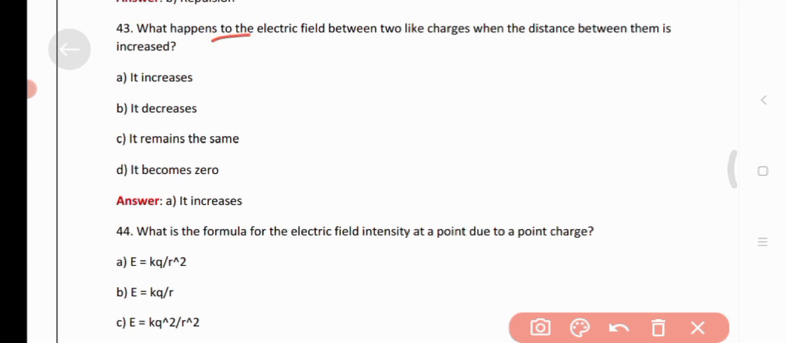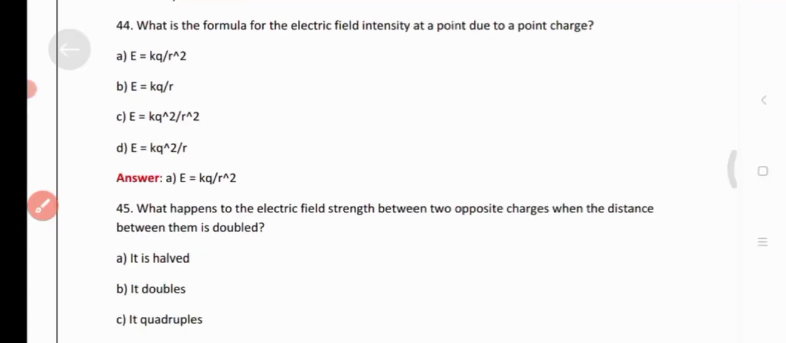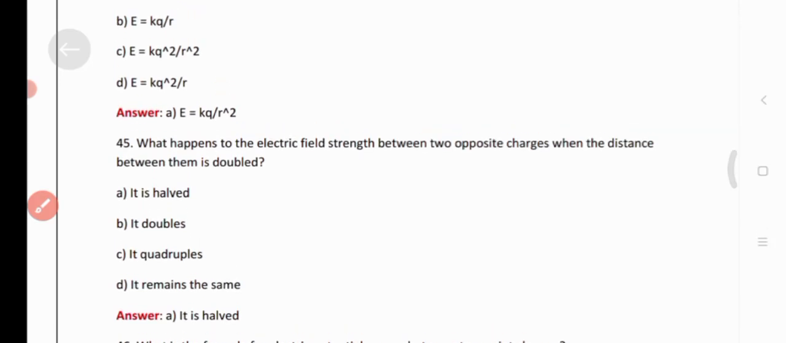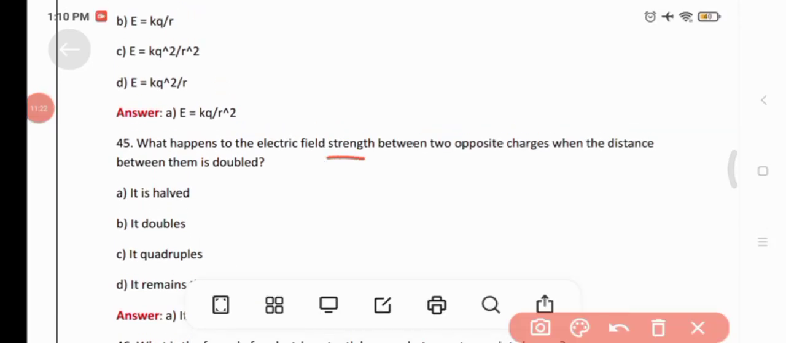What happens to the electric field between two like charges when the distance between them is increased? Option A, it increases. What is the formula for the electric field intensity at a point due to a point charge? Option A, E equal to kq by R squared. What happens to the electric field strength between two opposite charges when the distance between them is doubled? Option A, it is halved.